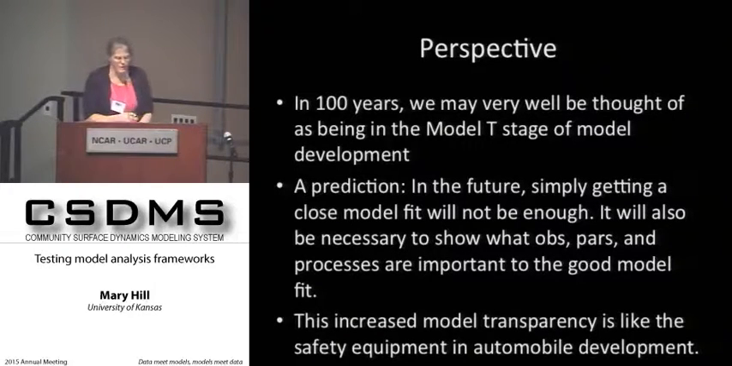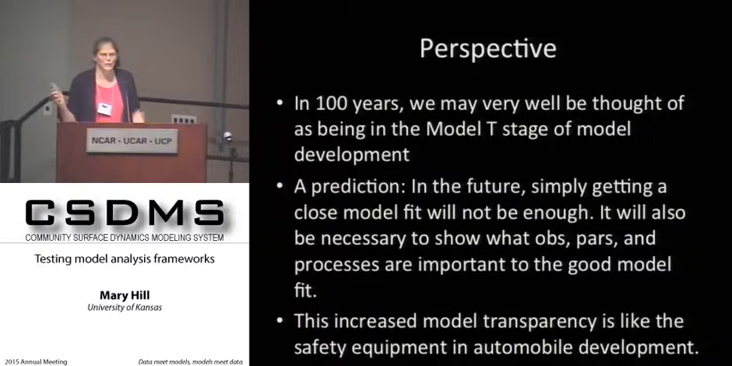Okay, and I have just a little perspective. In 100 years, we may very well be thought of as being at the Model T stage of model development, if we make an automotive analogy. A prediction is perhaps that in the future, simply getting a close model fit won't be enough. Maybe even now it's not quite enough. It will also be necessary to show what observations, parameters, and processes are important to that good model fit.